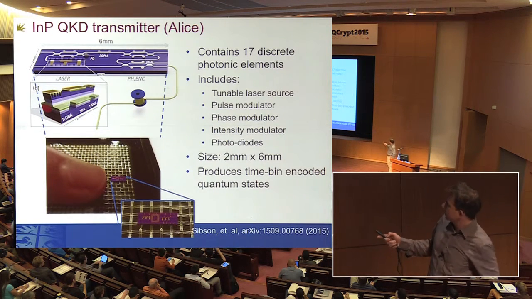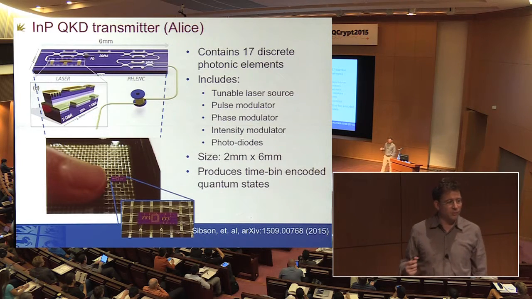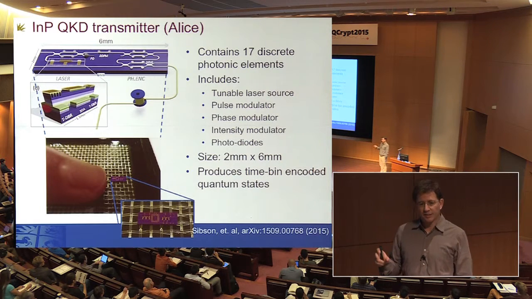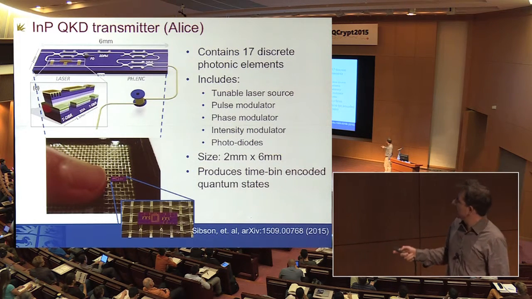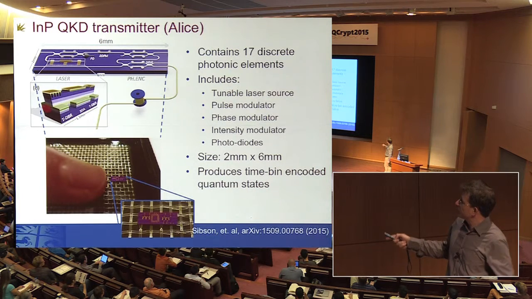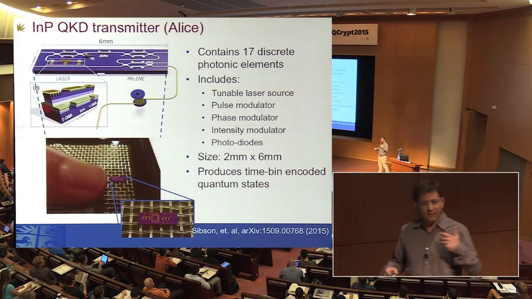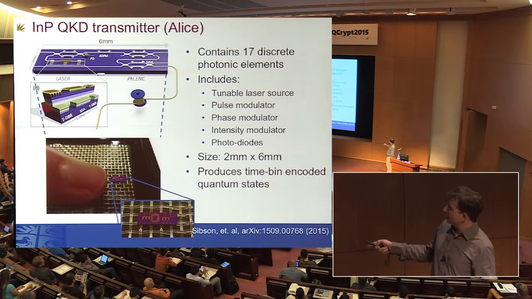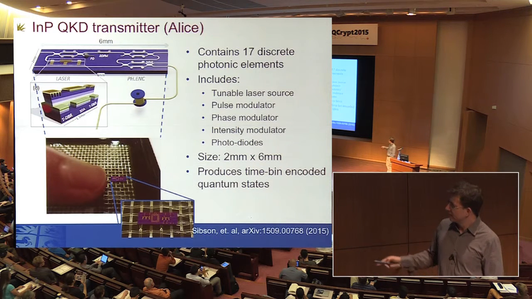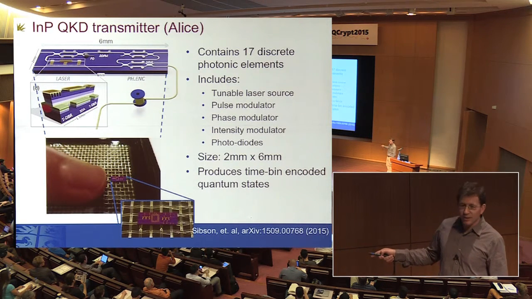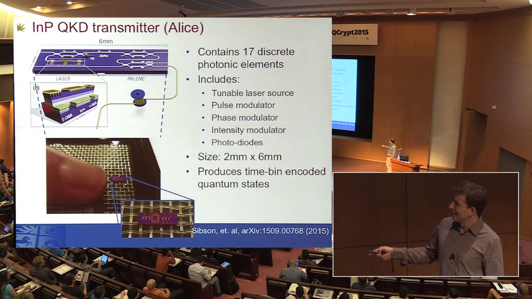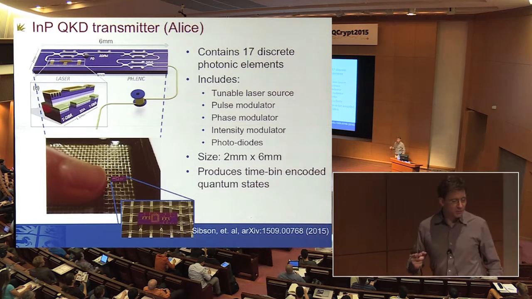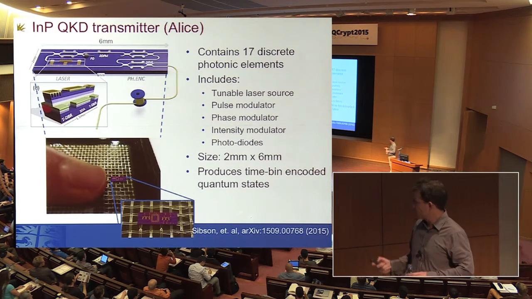The transmitter chip contains 17 discrete individual photonic components. These include on it the laser, so it has on the chip the laser to produce the weak coherent state. We then have pulse modulators, phase modulators, intensity modulators, the diodes for detecting and stabilizing the system. This is all compact into a 2 by 6 millimeter size device. So just to give you an idea, that's my little finger, not my thumb, and that's the device just there. So very, very, very compact device. And with this device, we produce time-bin encoded quantum states.